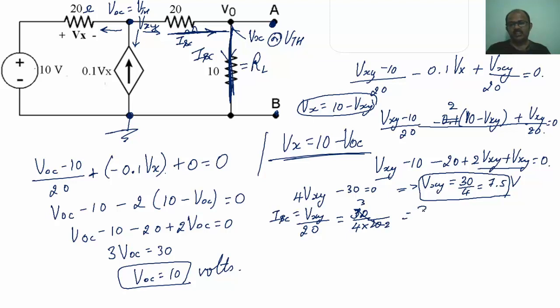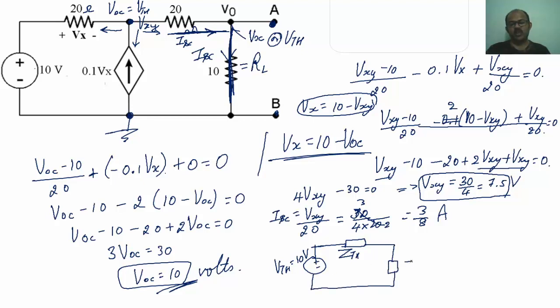So I'll be getting 3 divided by 8 amperes. So the final circuit is a Thevenin voltage equal to 10 volts in series with a Thevenin impedance, ZTH. In series with that, you will have a load resistance of 10 ohms. So what is the value of ZTH is my question.